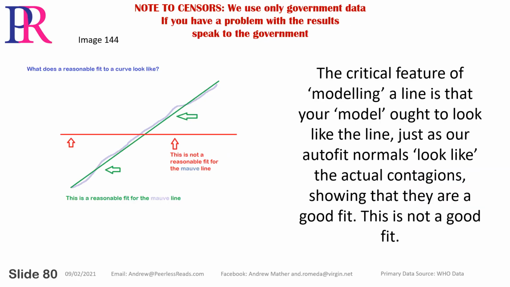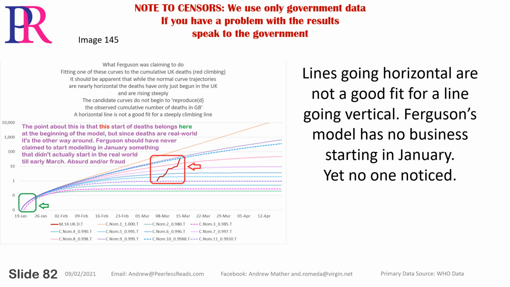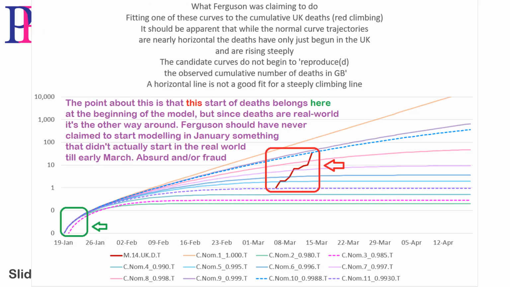The critical feature of modelling a line is that your model ought to look like the line, just as our autofit normals look like the actual contagions, showing that they are a good fit. This is not a good fit. Lines going horizontal are not a good fit for a line going vertical. Ferguson's model has no business starting in January, yet no one noticed.